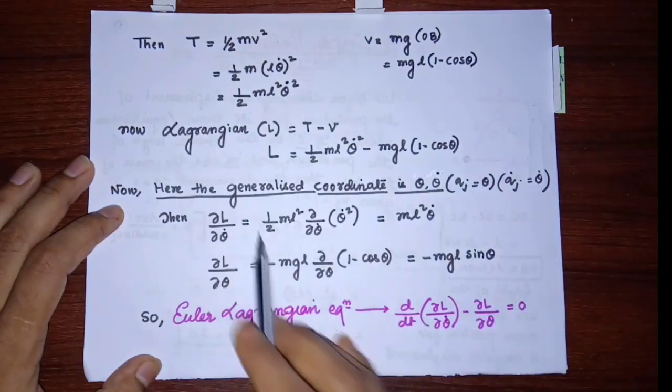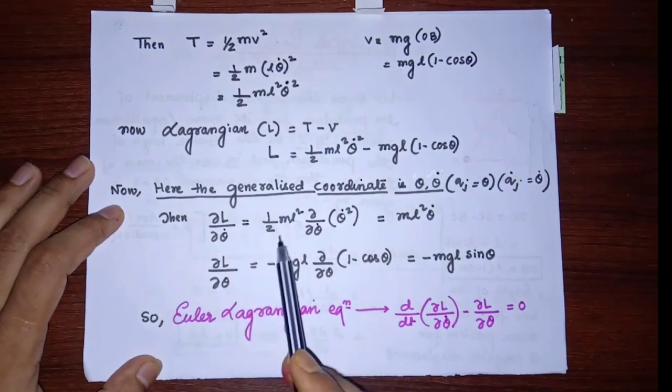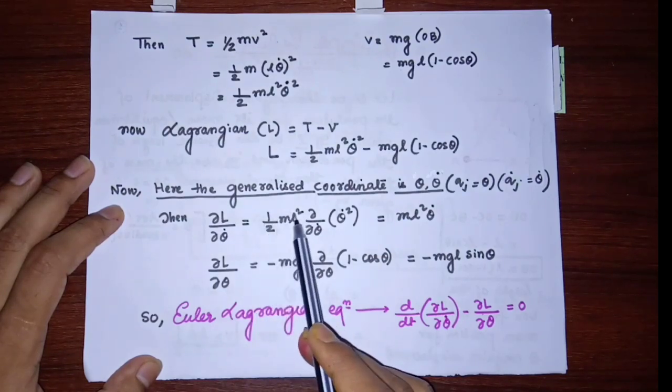Now we know in the Lagrange equation, d by dt of del L by del theta dot minus del L by del theta, where q dot j is theta dot and q j is theta. To find these two terms, del L by del theta dot is equal to half m L squared, this is a constant term.